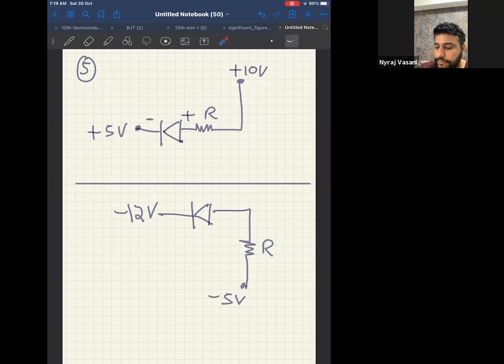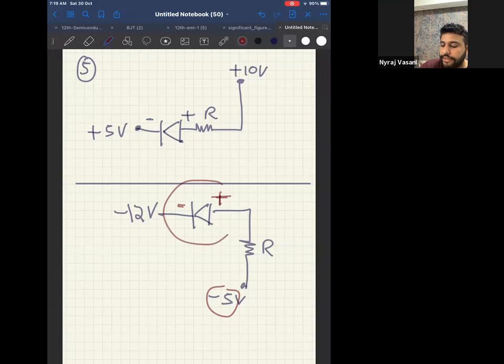Okay, see this. This is minus 12 volt and this is minus 5 volt. Now, which is higher, minus 12 or minus 5? Which is having higher value? Can I say minus 5 is having a higher value? Therefore, minus 5 will be given the positive compared to minus 12. Therefore, this is positive and this is negative.